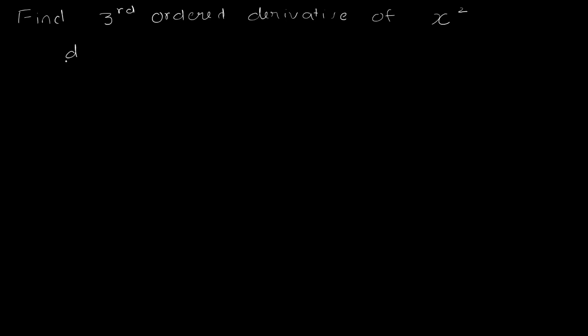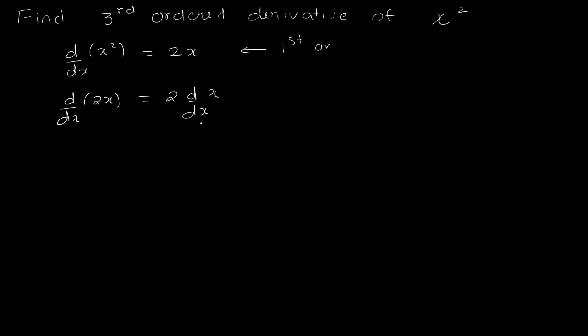So for the first order derivative, you have to find d by dx of x square, that is 2x. So this becomes the first order derivative. Then d by dx of the derivative, that is 2x. So the derivative of 2x will be 2 into the derivative of x, and that is 2. So this becomes your second order.